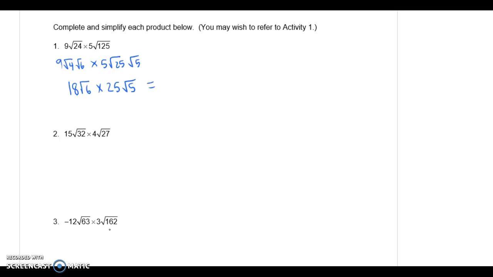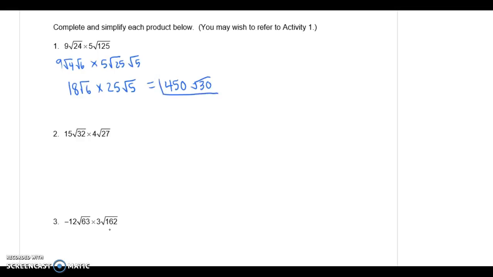So when I multiply the outside numbers, I have 450, and the inside numbers would give me the square root of 30. Again, thinking of factors of 30, 4 doesn't go into it, 9 doesn't go into it, 16 doesn't go into it, 25 doesn't go into it. So I have no perfect square factors of 30.